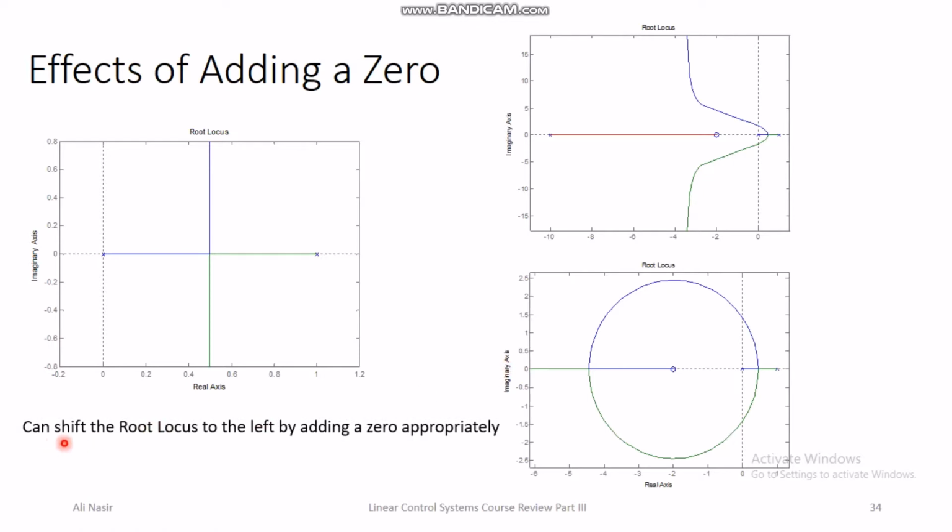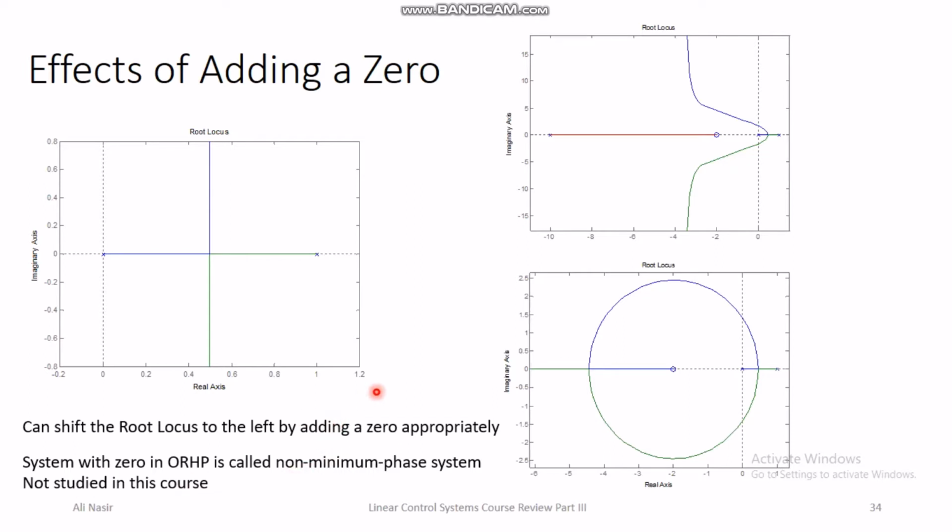So we can shift the root locus to the left by adding a zero appropriately. A system with zeros in the open right half plane is called a non-minimum phase system, which is not studied in this course. An important fact about non-minimum phase systems is that the step response starts off in the opposite direction. Instead of going up, the step response first goes down and then it goes up. But these discussions are not included in this course.